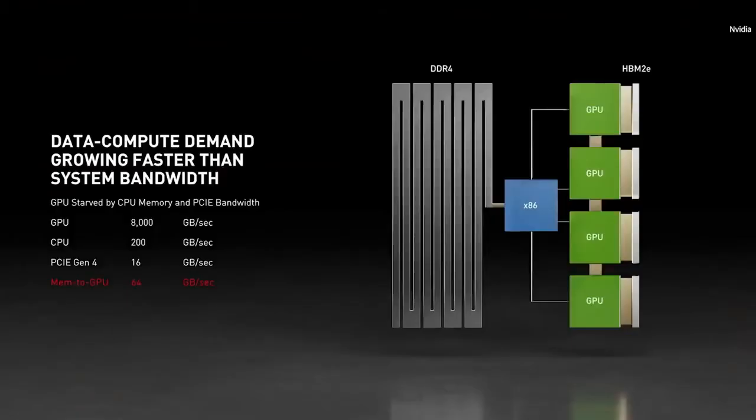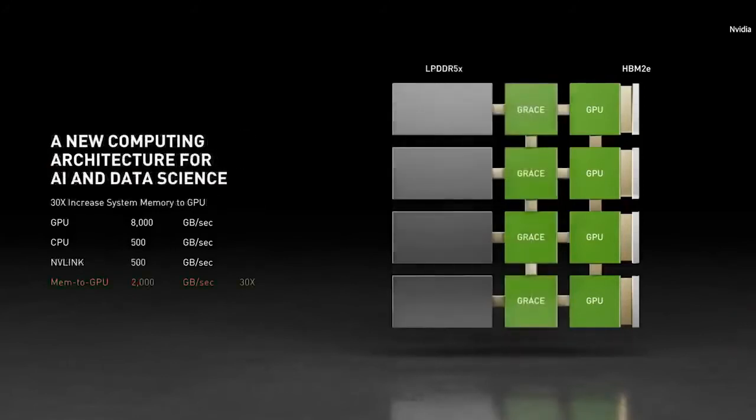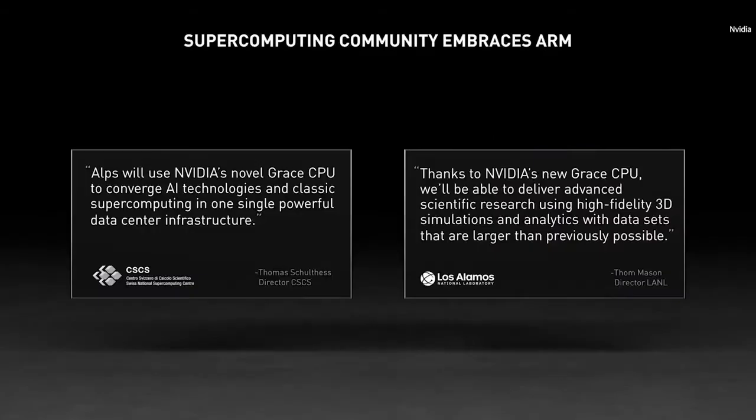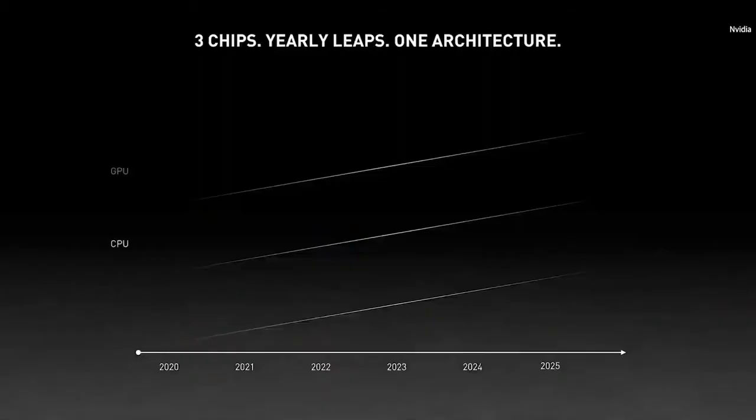2,400 spec-in rate with Grace versus 450 spec-in rate today. So look at this again. Before, after. Our data center roadmap is now a rhythm consisting of 3 chips: CPU, GPU, and DPU.